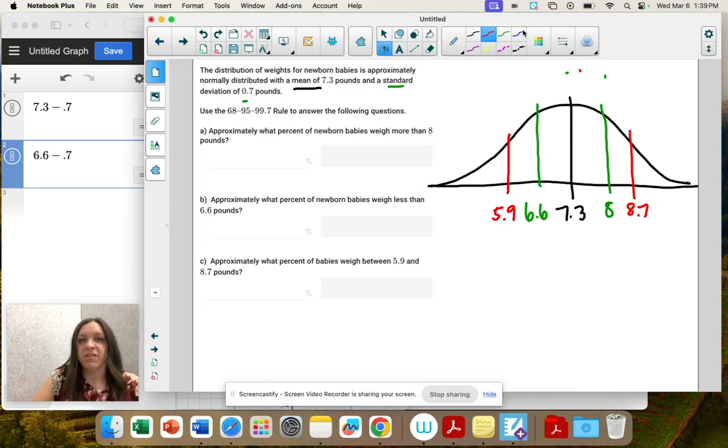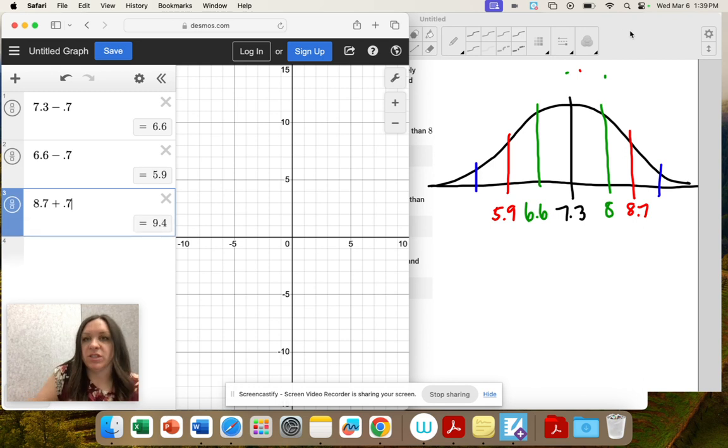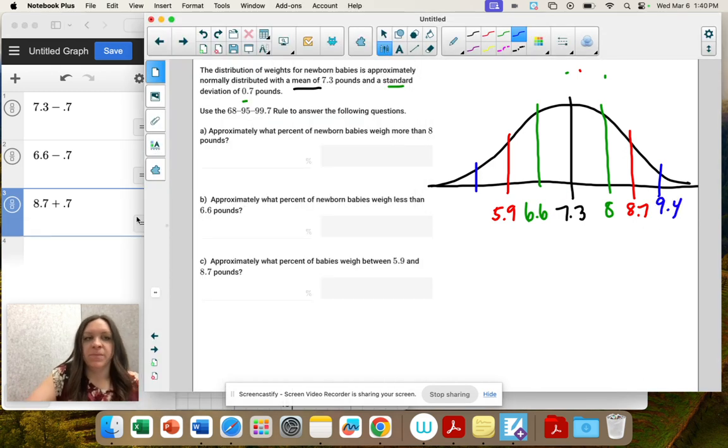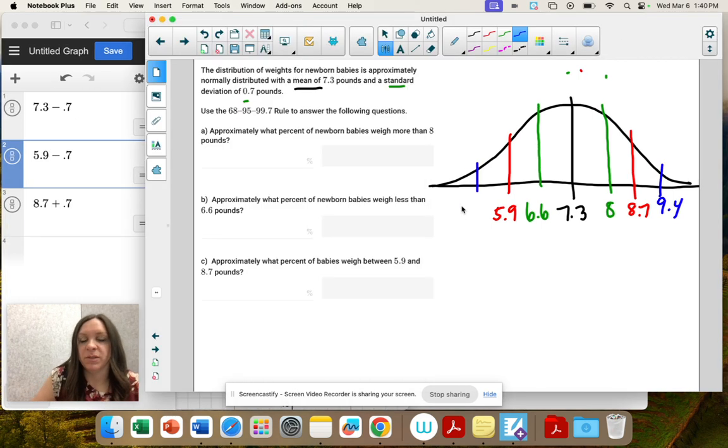So that's 95%. And then let's just go all the way here. The third standard deviation, so I'm going to have 8.7 plus 0.7, which is 9.4. And then 5.9 minus 0.7 is 5.2. Okay, so there's our normal distribution, and we're using this rule. So the 68% is our first standard deviation in green. The 95% is our second standard deviation, and then our third is in blue.